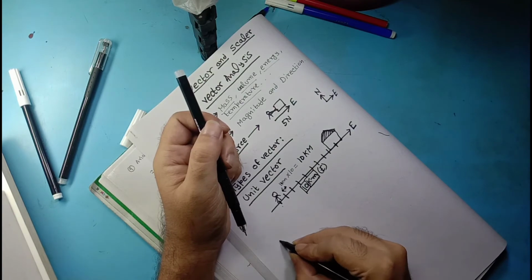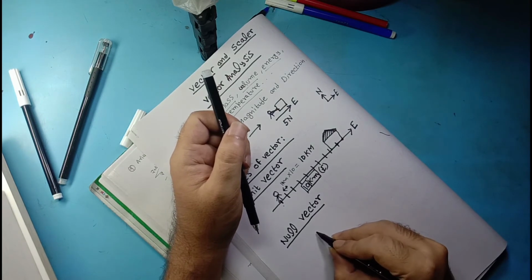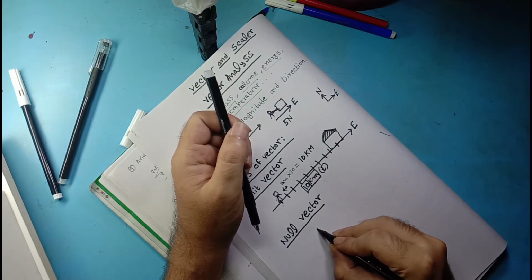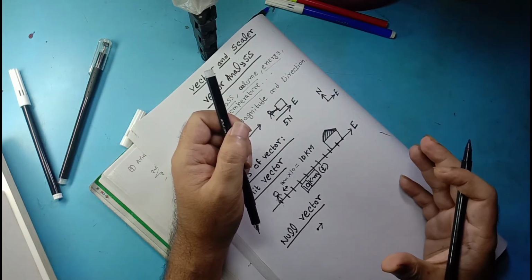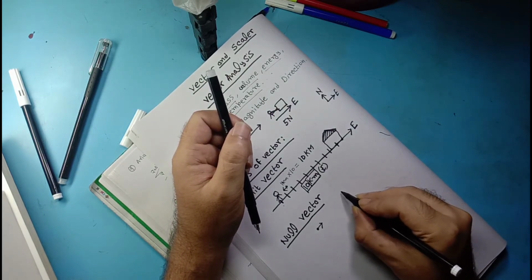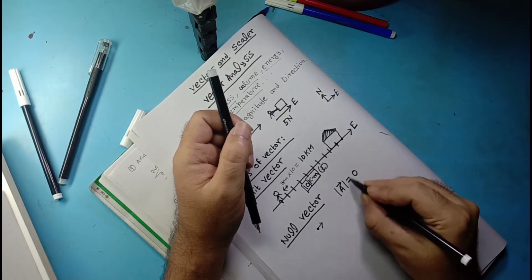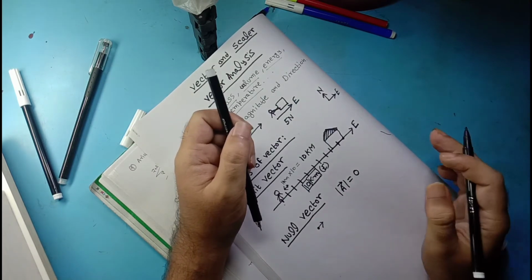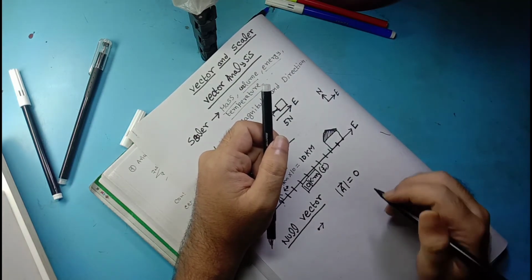The next point is the null vector. So what is a null vector? The vector itself has a direction, but it doesn't have any magnitude or amplitude. So here is the twist: if any vector has a magnitude of 0, it is called a null vector, also called a zero vector, and its magnitude is always 0.